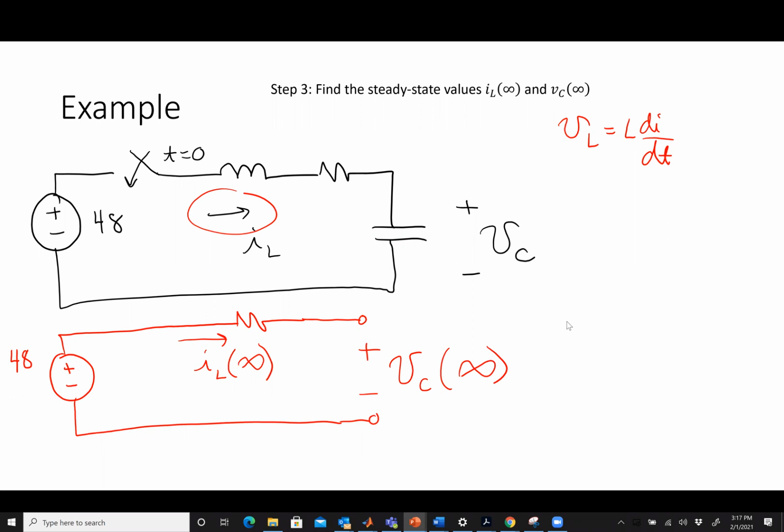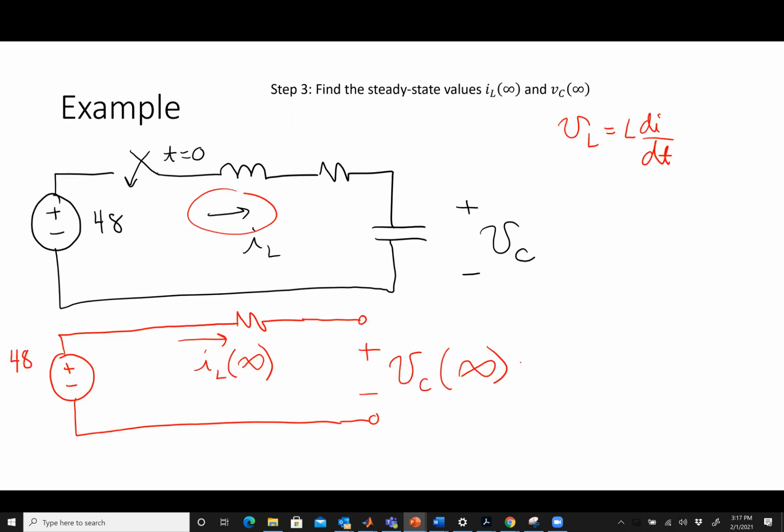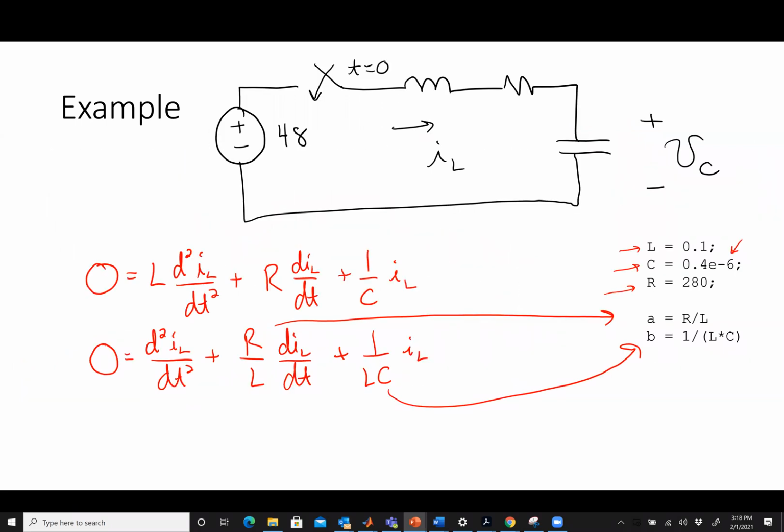So if I look at what I got here, what is VC of infinity? 48. And what's the current? 0. Has to be 0, because there's an open circuit there. So that's consistent. If I had just looked at this as a differential equation, you would have said the particular solution was 0 as well because the whole equation is equal to 0. So it squares up with what you know from differential equations.